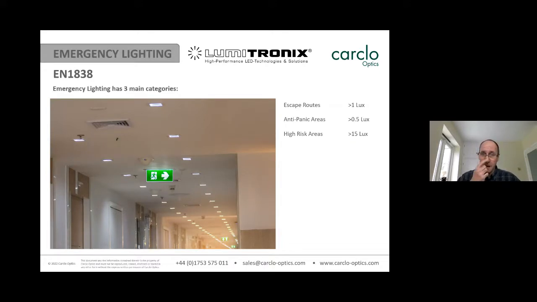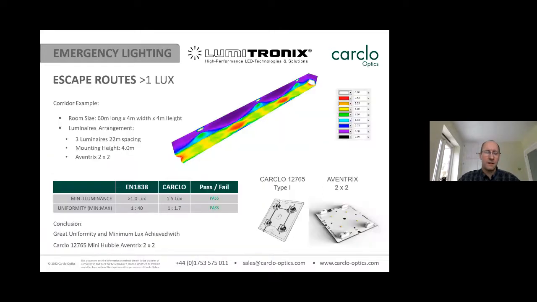So next we're looking at potential applications for the Eventrix models. We're going to talk a little bit about emergency lighting as one possible use. So emergency lighting has three main categories, and these are escape routes, anti-panic areas, and high-risk areas. So escape routes basically cover corridors and walkways, anywhere where you need access to evacuate a building from.